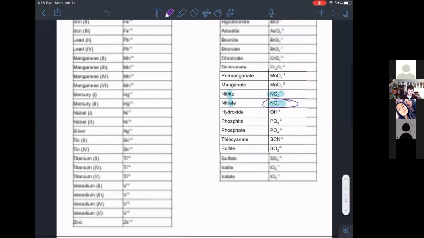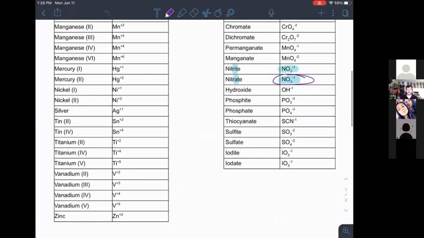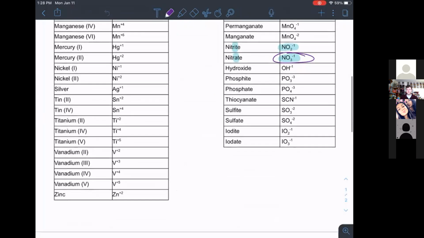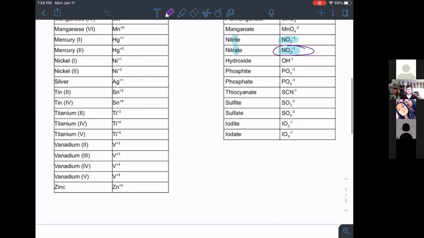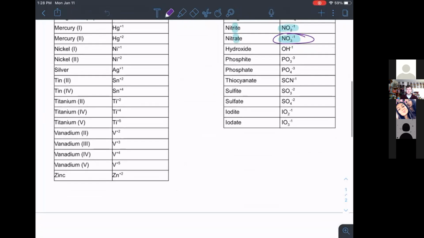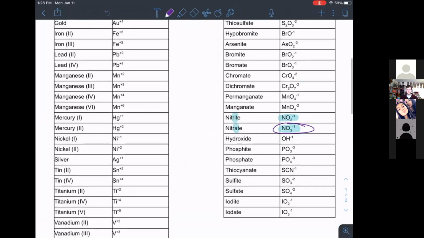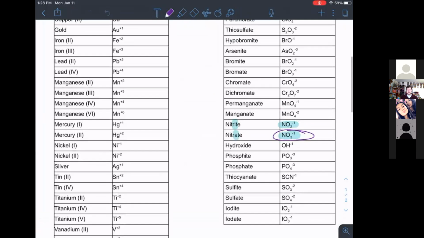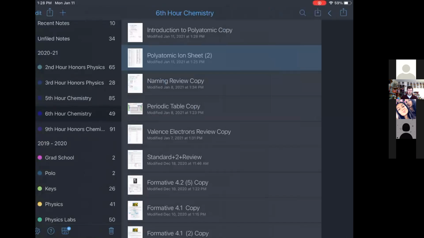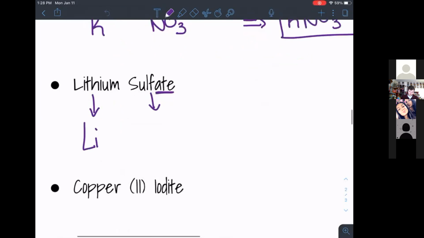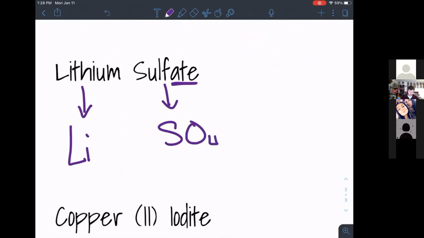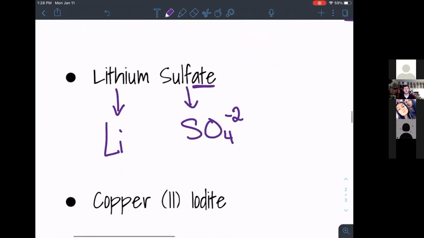All right, so let's zoom out. Do we see sulfate? SO4, SO4 with that -2 charge. Perfect. The last thing we need to know before we can write our formula is what the charge on lithium is going to be.